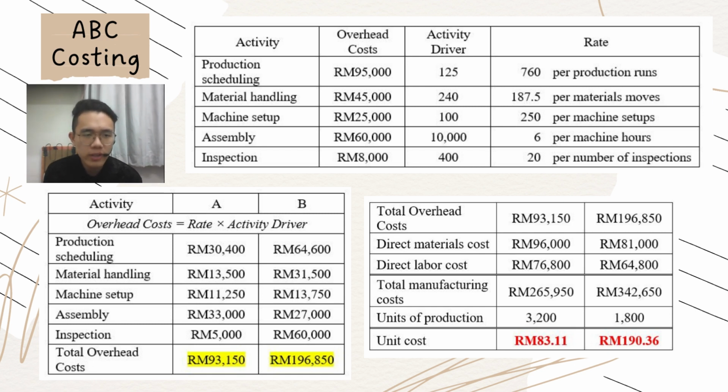After we have calculated all of the overhead costs, we need to sum them up and then we will get the total overhead cost, which is highlighted by the yellow color. After that, we need to calculate the total manufacturing cost and also the unit cost with the same formula as the traditional costing, where we add our total overhead cost with the direct material cost and the direct labor cost to get the total manufacturing cost. Then we divide the answer by the unit production to get the unit cost.